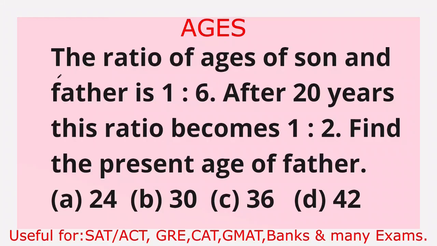Our question is: the ratio of ages of son and father is 1:6. After 20 years, this ratio becomes 1:2. Find the present age of father. The given options are option A 24, option B 34, option C 36, option D 42.